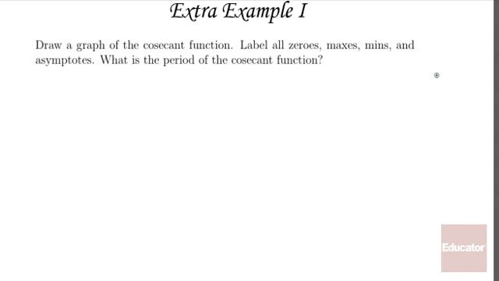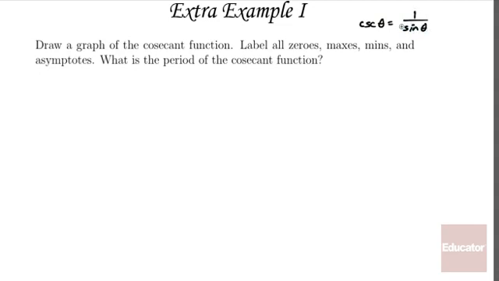Okay, we're trying some more examples with the secant and cosecant function. Here we're being asked to draw a graph of the cosecant function, and we have to label all zeros, maxes, mins, and asymptotes and identify the period. So the key thing to remember here is that cosecant of theta is 1 over the sine of theta.